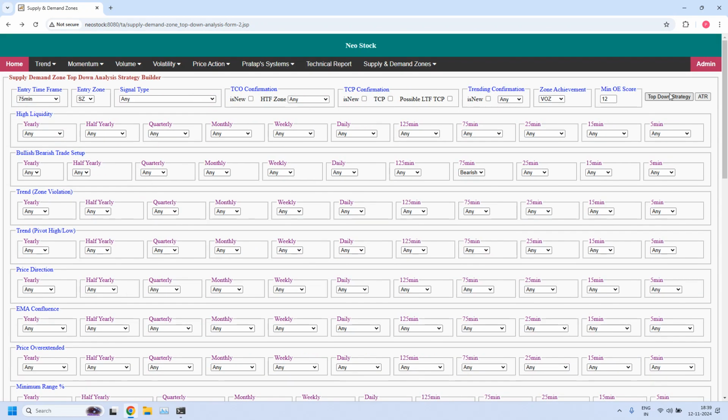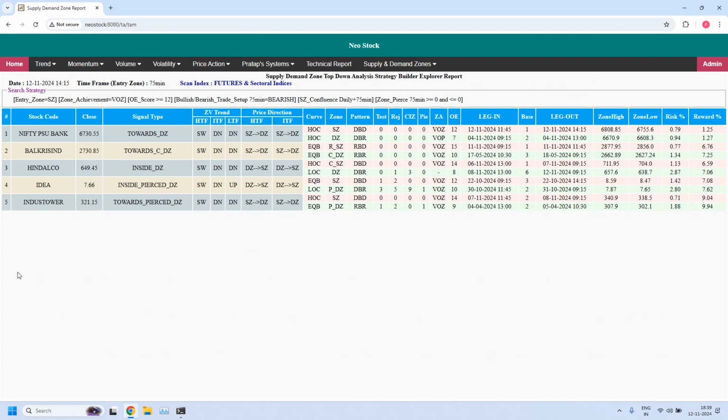With this filter, we got 5 stocks. In all these 5 stocks, the 75 minutes entry zones are part of the daily zones and the daily trend is a downtrend because they are bearish trade setup. Because 75 minute zones are part of the daily zones, if those daily zones are having daily EMA confluence, they are even more high probability setup supported stocks.